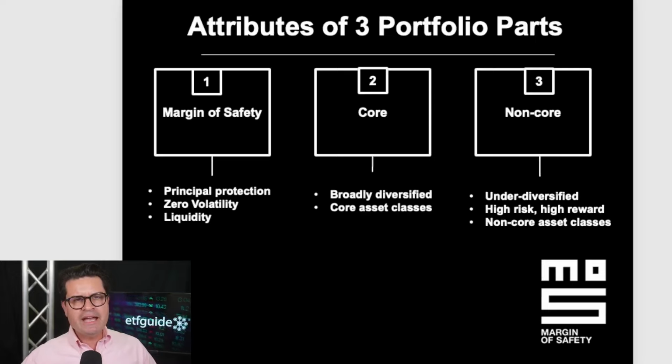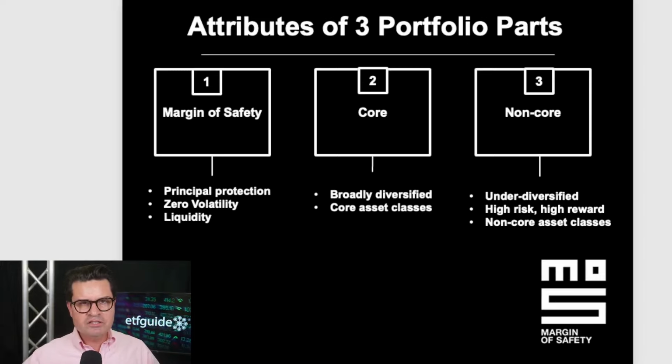So what are the 3 attributes of the investments that go into these 3 portfolio parts? So you've got this particular slide which shows you the answer. So if we go to portfolio bucket number 1, that's your margin of safety, you've got principal protection, 0 volatility, and liquidity. And it's important that you understand that you've got to correctly place your investments in the right bucket. If you don't, you're like the person that shows up at the beach in midsummer with snow boots.